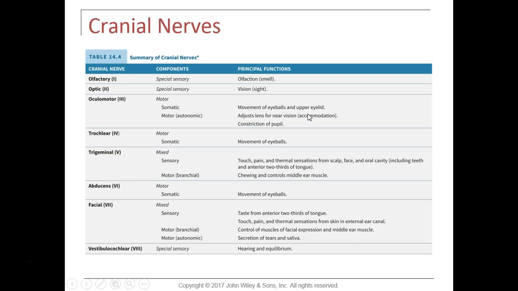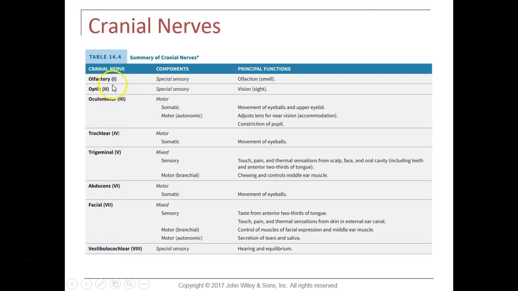Now, the last thing that you're going to be covering in this chapter are the cranial nerves. I know there's a lot of information on the cranial nerves, but I just want to let you know that you need to know the 12 pair of cranial nerves by name and number. And the numbers are Roman numerals. There are 12 pair of cranial nerves.